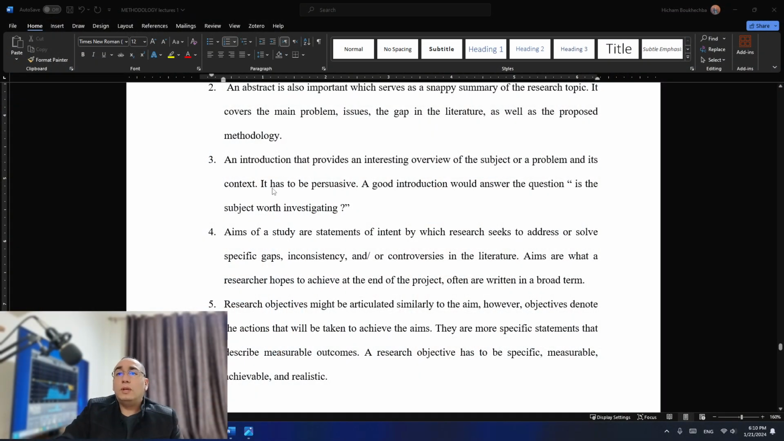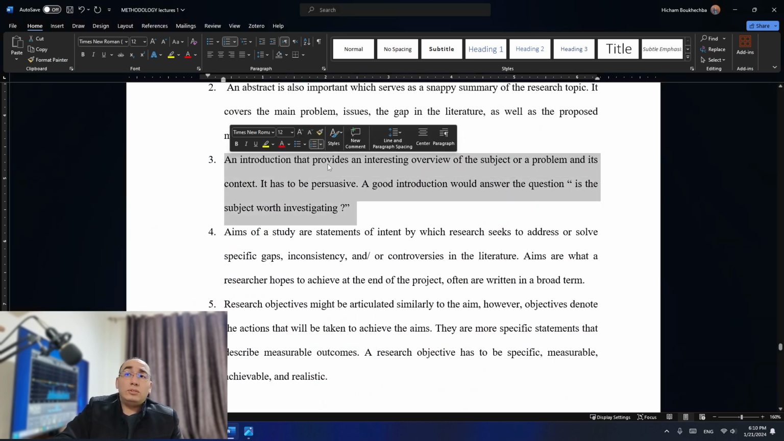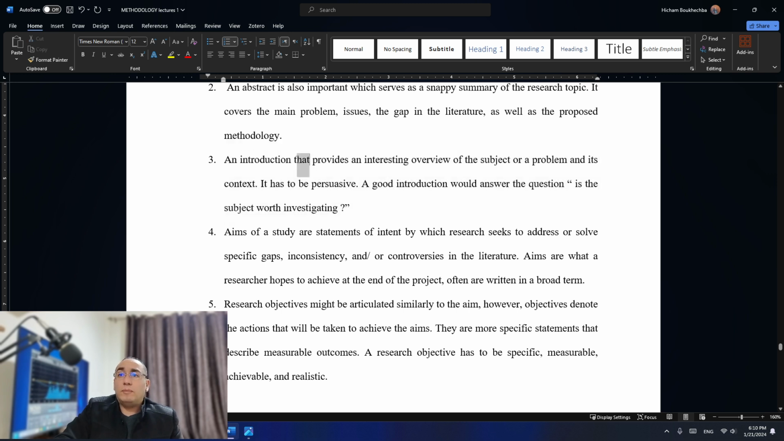So we move to the introduction. What do we find in an introduction? An introduction provides an interesting overview of the subject or a problem in its context. It has to be persuasive. That's always the nature of what we call introductions in research methodology. A good introduction would answer the question: is the subject worth investigation? You really need to put all your efforts into the introduction to answer this question. Is your work really worth it?